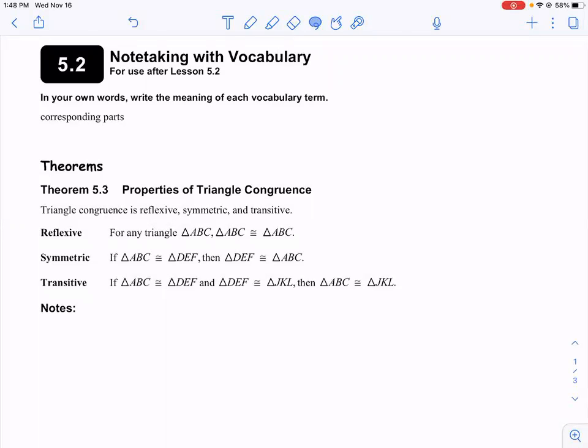Okay, we are going to talk about congruent figures today. Corresponding parts. What does that mean?